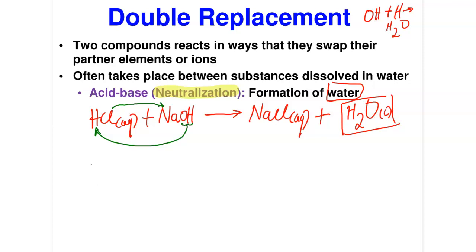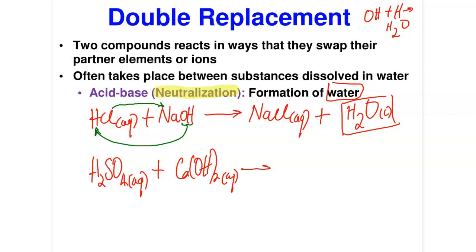So we can find another one. If you have H2SO4, and of course acids are usually soluble, reacting with another one, aqueous calcium hydroxide, this reaction is going to give you, again, hydrogen going to react with this one, and this guy will go join calcium. So what are you going to form? Calcium is 2 plus, sulfate is 2 minus, so they are just going to combine well and cancel.